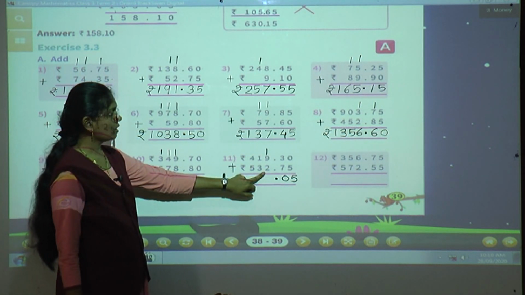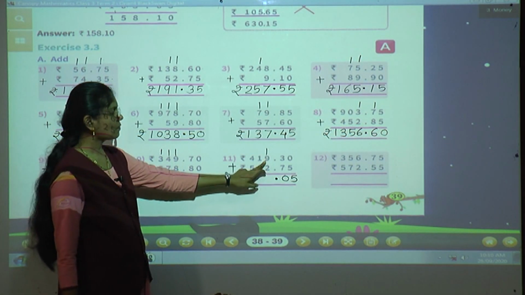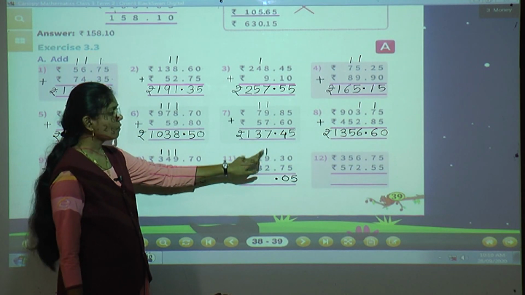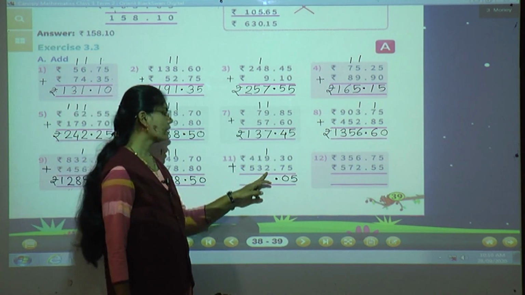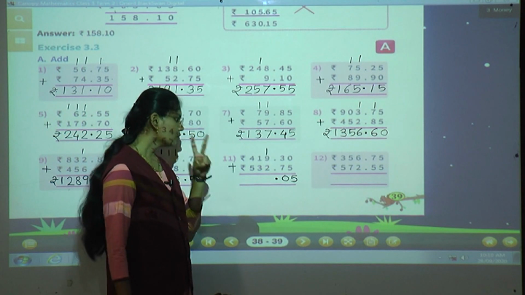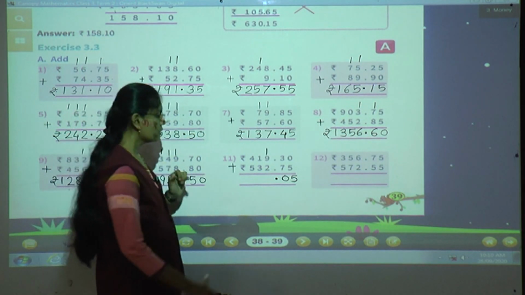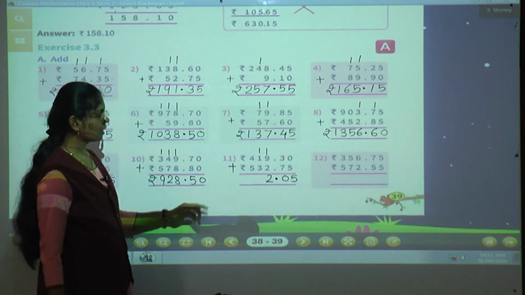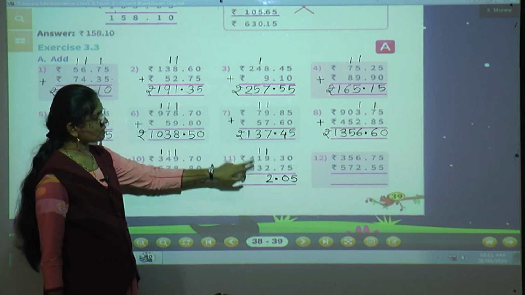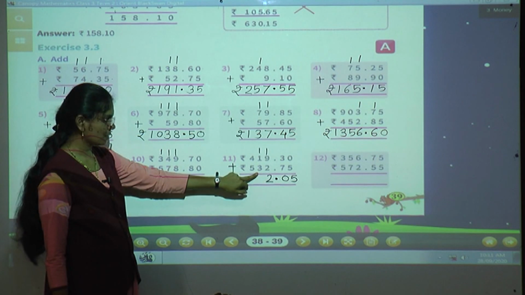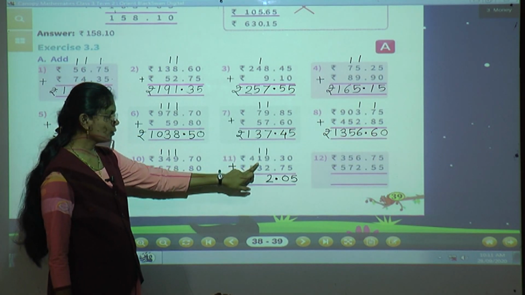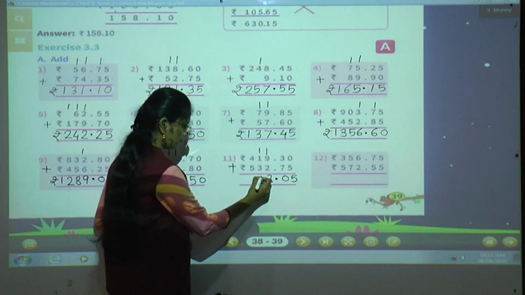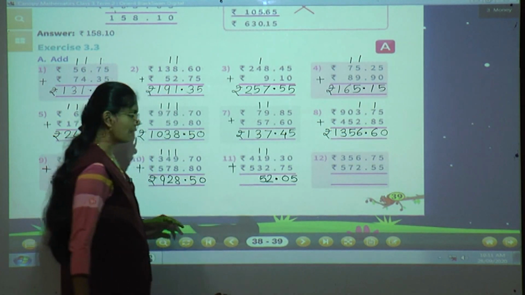Now see here in 419 at 1's place 9 is there. So 1 plus 9, 10, and in 10 again you have to add 2 more. So 10 plus 2, 12. So write here 2 and 1 as a carry. Okay, now see these 3 digits. 1 plus 1 plus 3. 1 plus 1, 2. 2 plus 3, 5. So we'll write here 5.